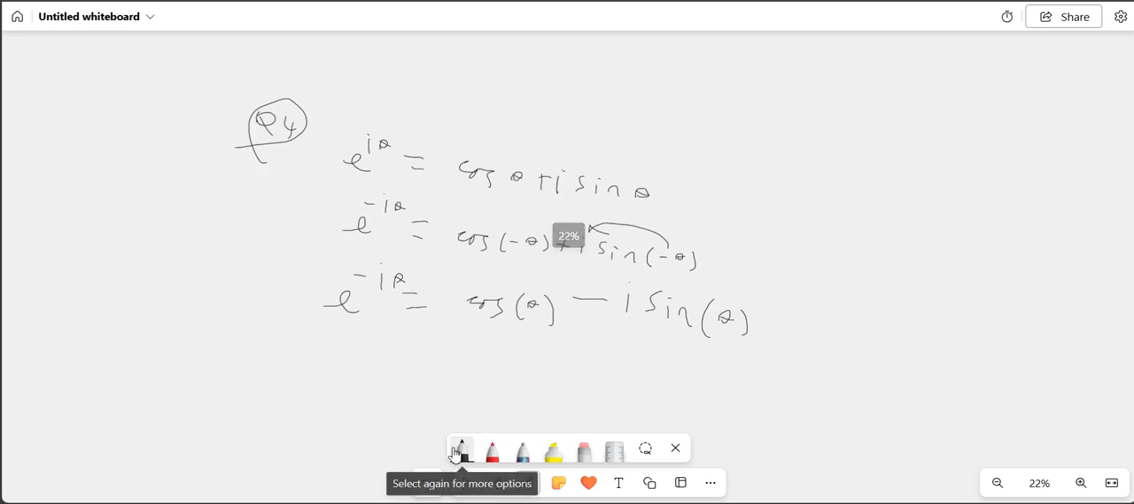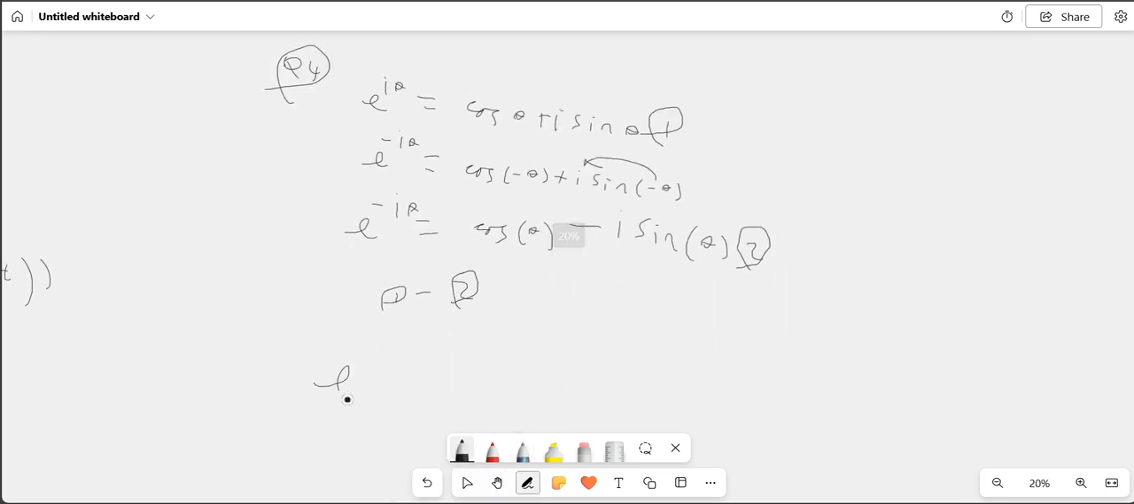Now what you want to do, if I call this equation 1 and this equation 2, is just do equation 1 minus equation 2. So e to the power of i theta minus e to the power of minus i theta is going to equal cos theta minus cos theta, which is going to cancel. It's going to be 0. Then i sine theta minus minus i sine theta is going to be 2i sine theta.